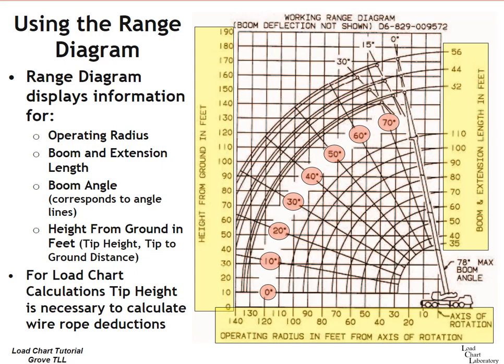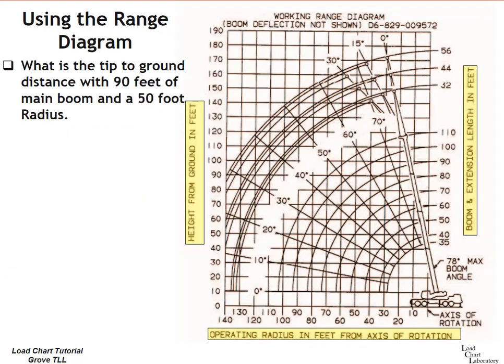That's pretty important. A common mistake made on load chart problems is a miscalculation of the wire rope weight, and that miscalculation of the wire rope weight may be because the range diagram was not interpreted properly and the tip to ground height was incorrect. Let's go ahead and take a closer look.